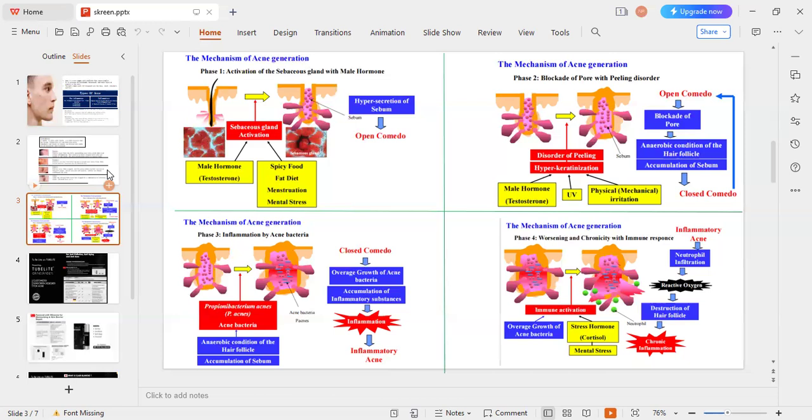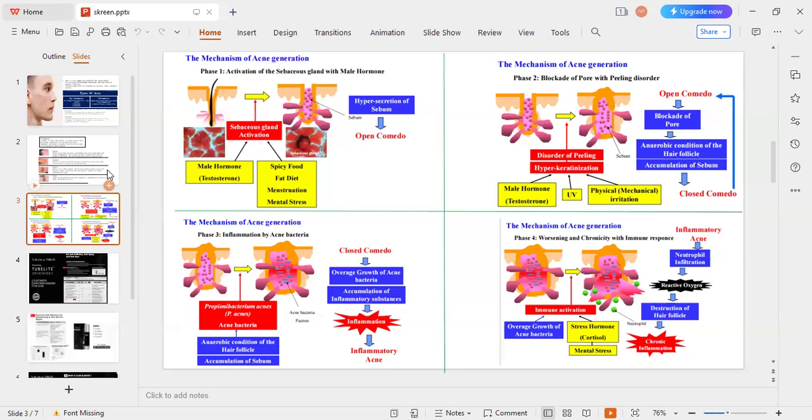So when there is activation of the male hormone testosterone, or when women have their menstruation period, or when people eat a lot of spicy, oily food or junk food, or when they're having a complete lack of nutrition, or a fat diet, or when people are having some mental stress, there will be sebaceous gland activation and there will be too much secretion of sebum, through which acne comes.